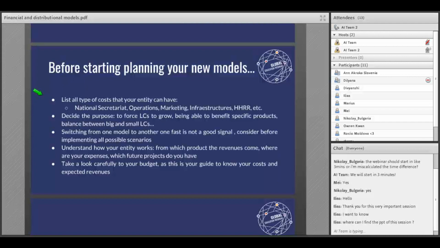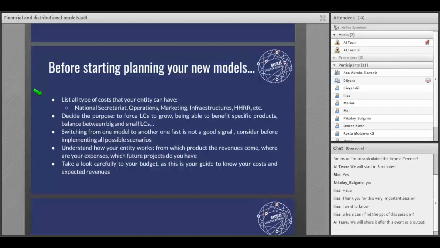So before starting in creating or planning your new model, you need to first list all of the types of costs, meaning you need to determine what should be your budget, what are the composition specific details of it, and where these resources would come and go. For example, for exchange revenue, you need to know would this be from IGV, and if it's from IGV, which partners. So you need to be quite specific.